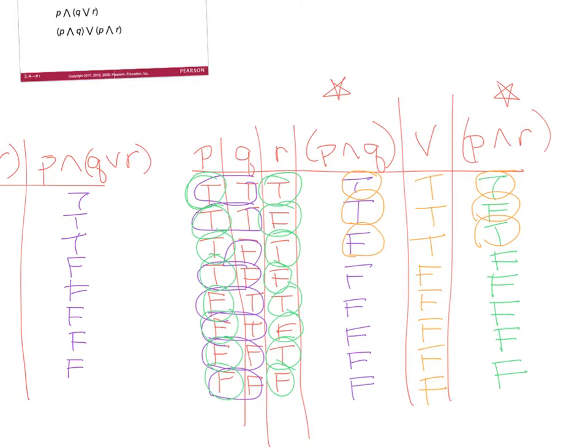If you look at the column of the second statement, we have three trues and five falses. And if you look at the column from our first statement, we have three trues and five falses. So we would be able to say that these two statements are equivalent to each other.